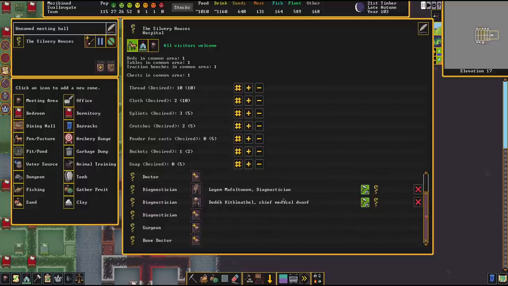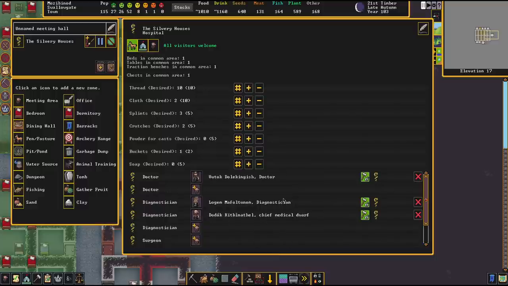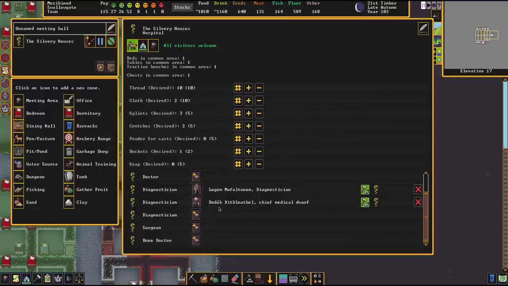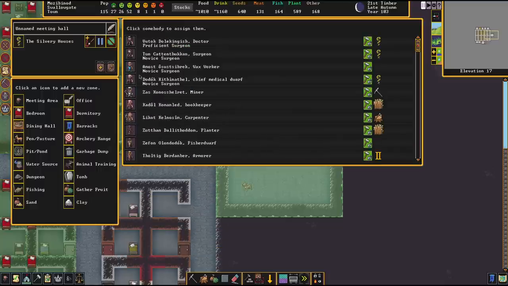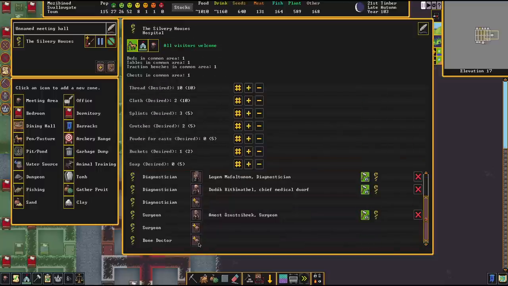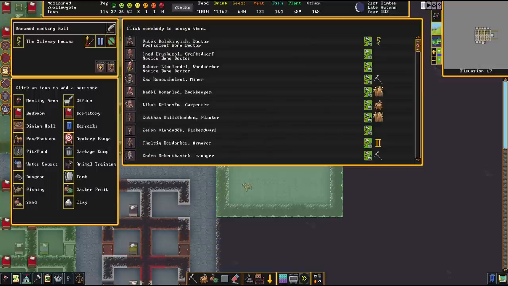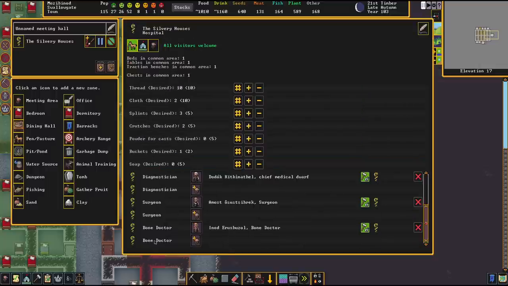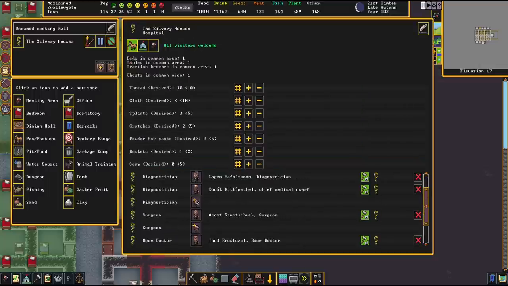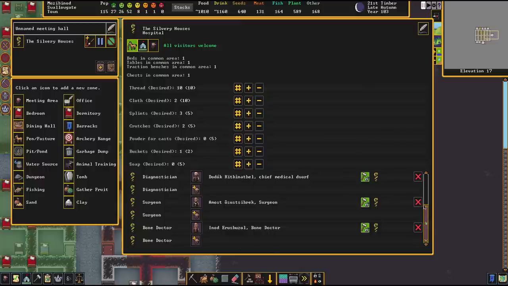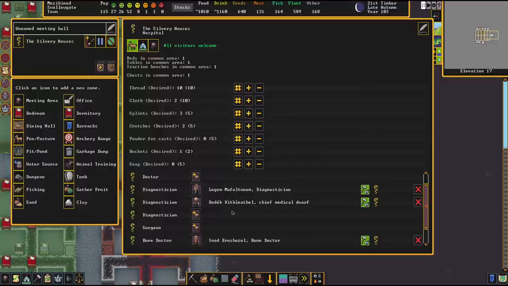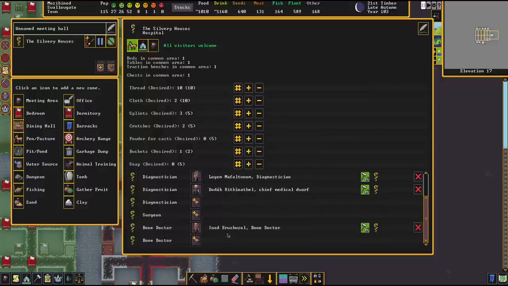So if your dwarves are dying untreated, that might be because you don't have enough diagnosticians. Personally, I always try to have a bit more diagnosticians than everything else. I think the surgeon and the bone doctor go without saying. Your standard fortress can totally ignore the surgeon if you have a really good doctor, and apply some more diagnosticians and one bone doctor.